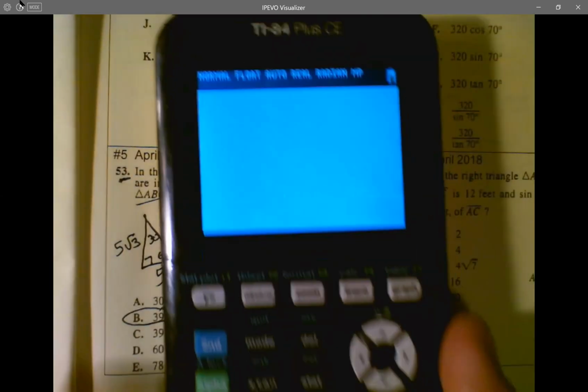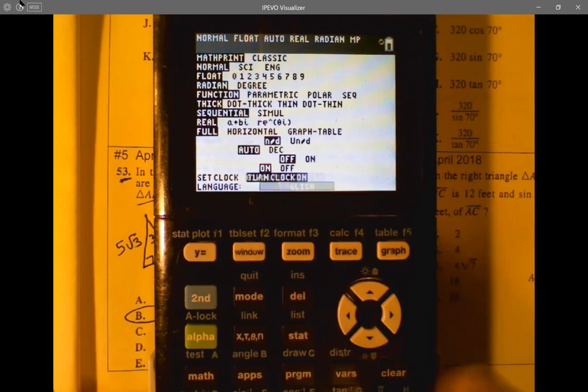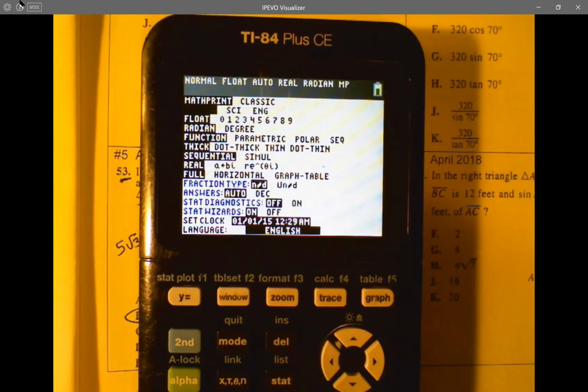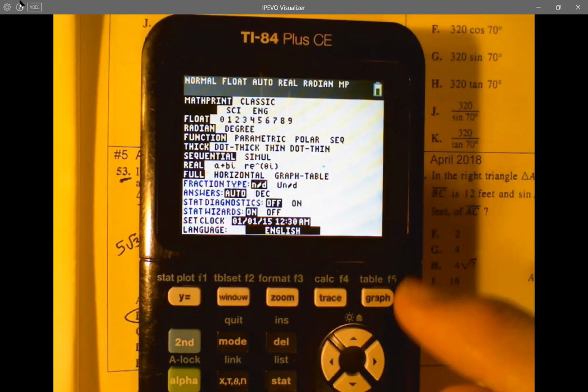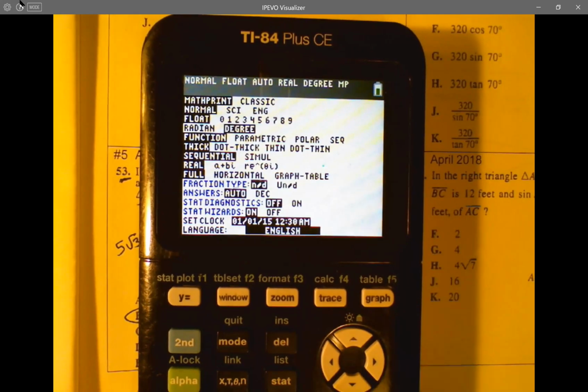To do that, you want to press the mode button. My window's a little bit different than yours after pressing mode, but do you notice that as you scroll down here, you see radian or degree? You want to make sure you're on top of degree and press enter. So for the ACT and physics, everything's in degrees. In math class, we like things to be in radians.